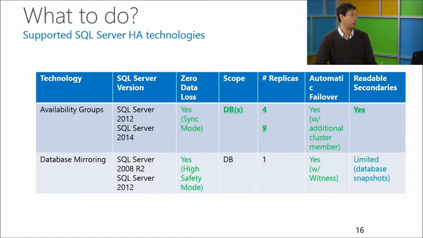You can have many replicas. In SQL Server 2012, we supported 4 secondaries. In SQL Server 2014, we support 8 secondaries, 9 replicas in total. So you can have all those levels of protection if you want to. Obviously, we support automatic failover, and your secondaries can be readable. And what this means is you can use these secondaries, for example, to offload some of the reporting workloads out of the primary and run them there.